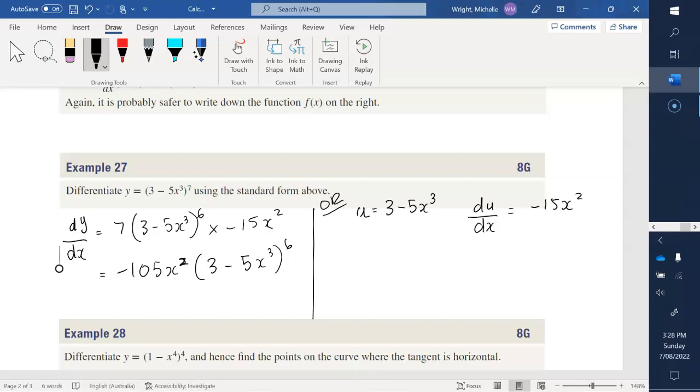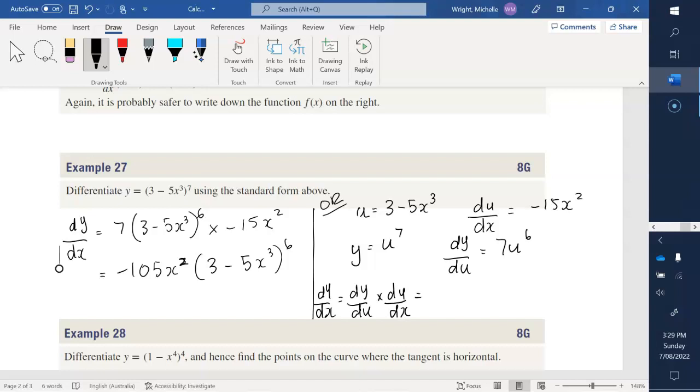Now, we know that y is equal to u to the power of 7 because I've called the part in the brackets u. So I can now work out dy du is 7u to the 6. So now we can work out that dy dx is equal to dy du times du dx. If you get stuck, you write dy dx down there and the du's are the opposites.